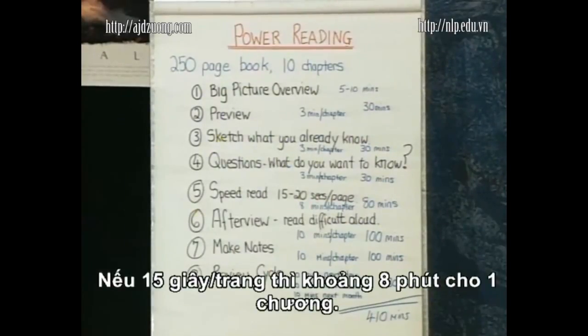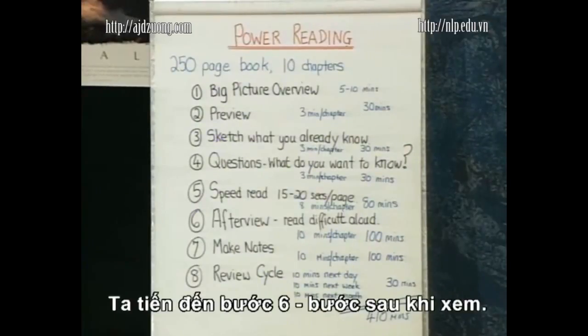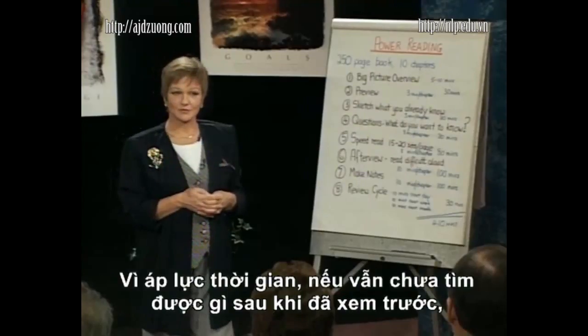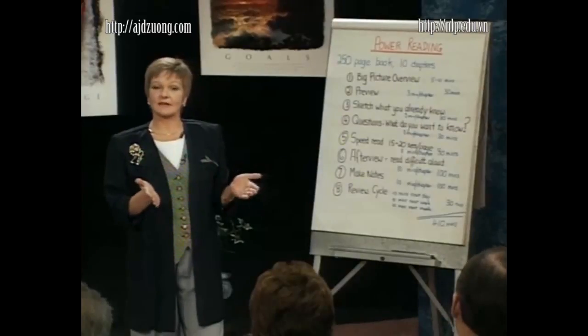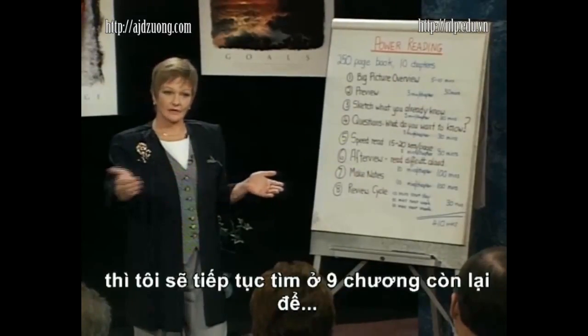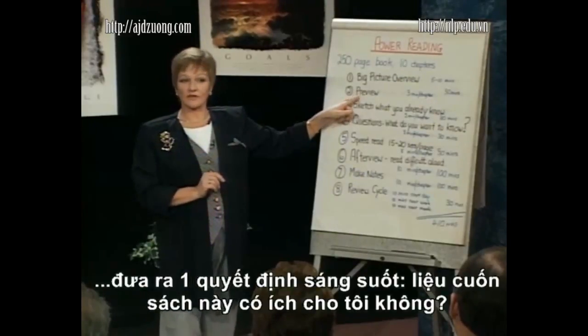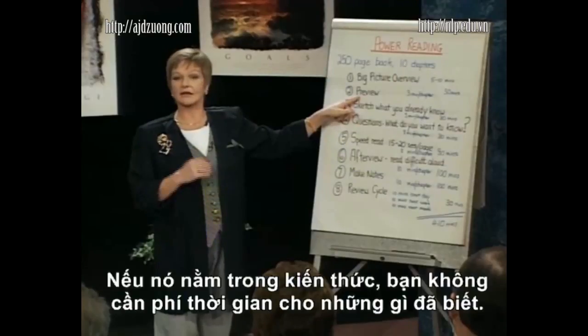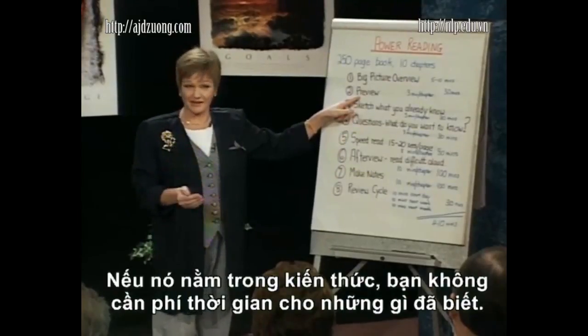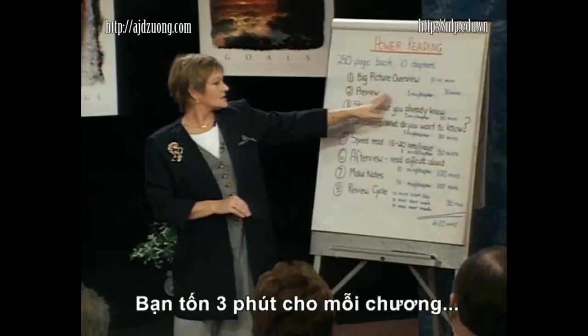15 seconds a page, about 8 minutes for a chapter. That means you've spent about 80 minutes on the book. Because my time's precious, you know, if I haven't found anything in an overview and a preview, then am I going to find anything in the other 9 chapters? So you actually make a conscious decision there of whether the book is useful to you, and it's going to add to your knowledge. You don't have time to waste on things that are only what you already know.